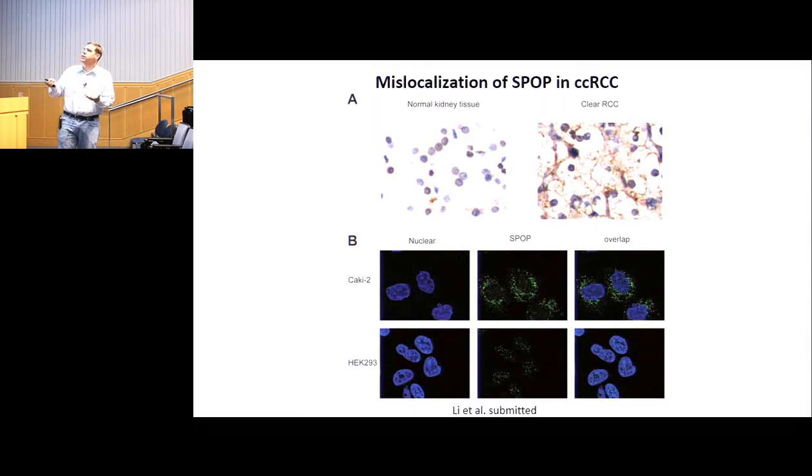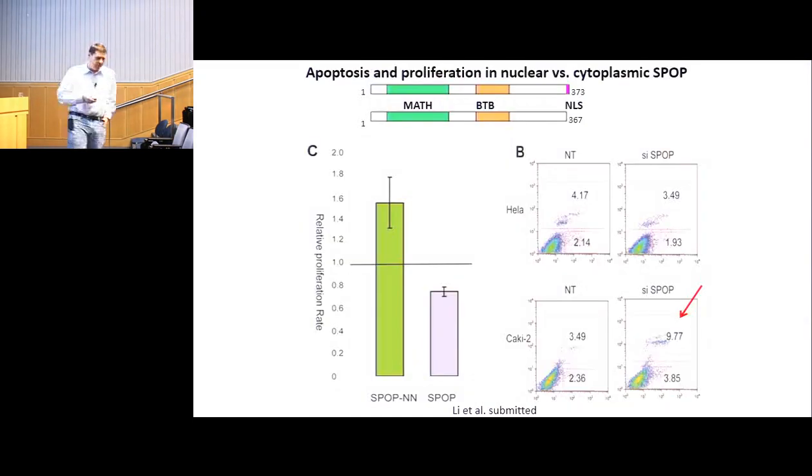So this is a CACI2 cell line, which is derived from clear cell renal cell carcinoma. You can see it's in the cytoplasm, whereas in a HEK293 cell, it's in the nucleus, and in other cell types, it's in the nucleus. So we're only seeing it in the cytoplasm of these cancer cells, and in the primary tumors, there's cytoplasmic localization as well. So we wondered if that was important.